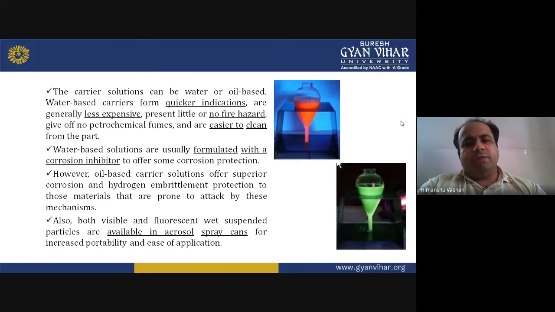Whatever method we are using, each method has its own properties and its own advantages. If we go with the water based carriers, these carrier solutions form quicker indications. This is a plus point. They are generally less expensive, which is very good. They present little or no fire hazard, another plus point. They give off no petrochemical fumes and are easier to clean from the part. So the advantages are good when you go with the water based carriers.